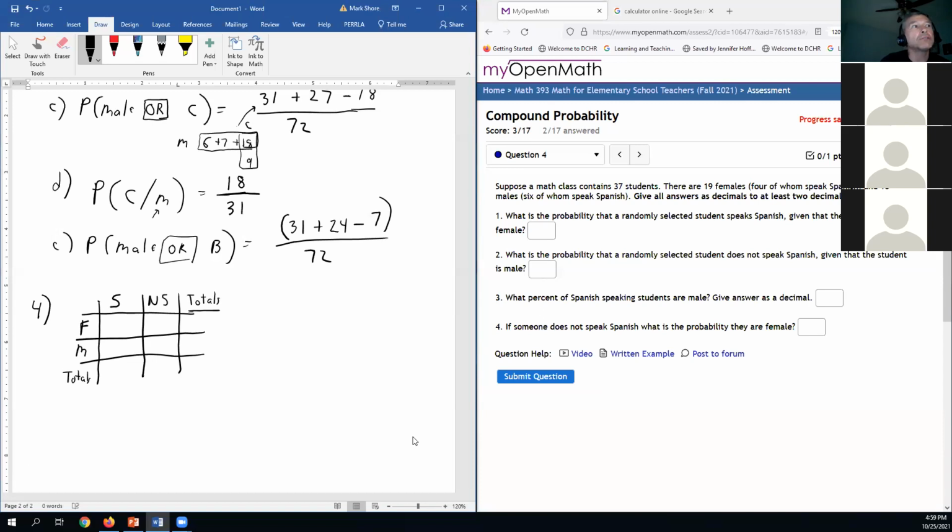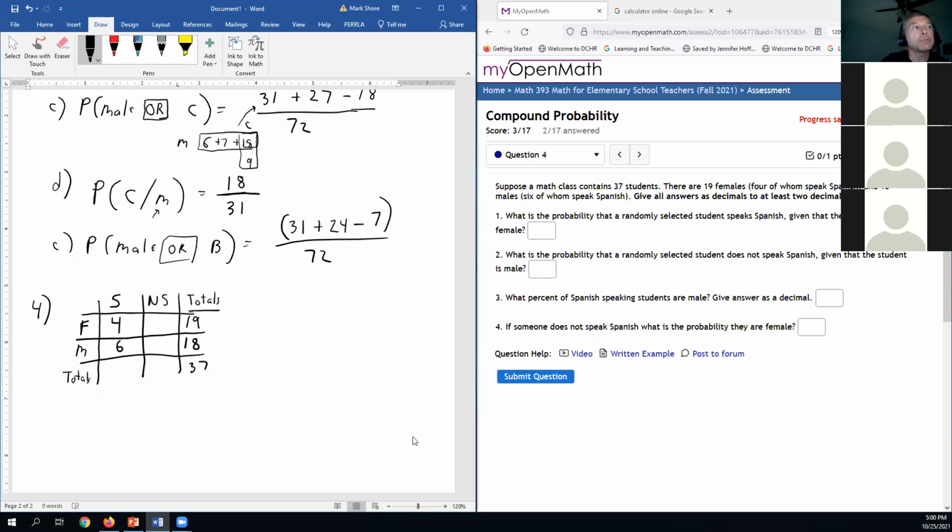We have to get the totals to know what it's out of to get these probabilities. So let's keep the totals on both areas here. There's 37 students. That's my grand total right here. There are 19 females, total number of females, 19. 4 of whom speak Spanish. So 4 of these speak Spanish. And there's 18 males. 6 speak Spanish. 6 right here.